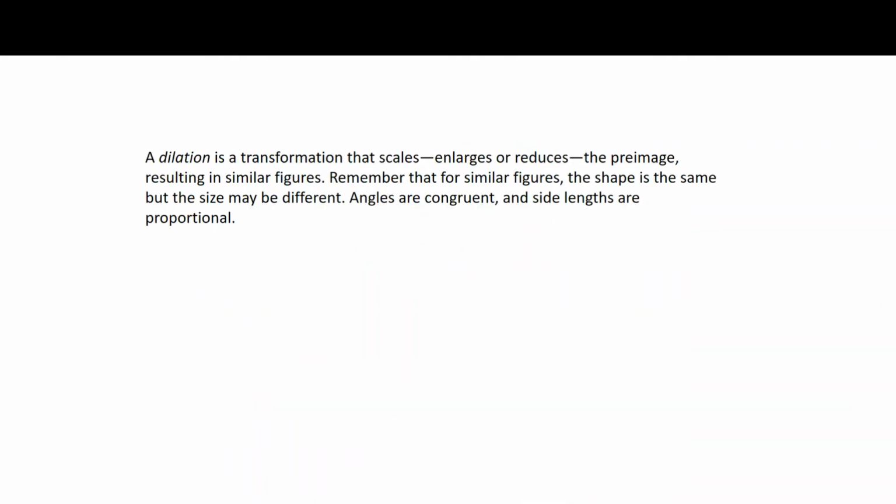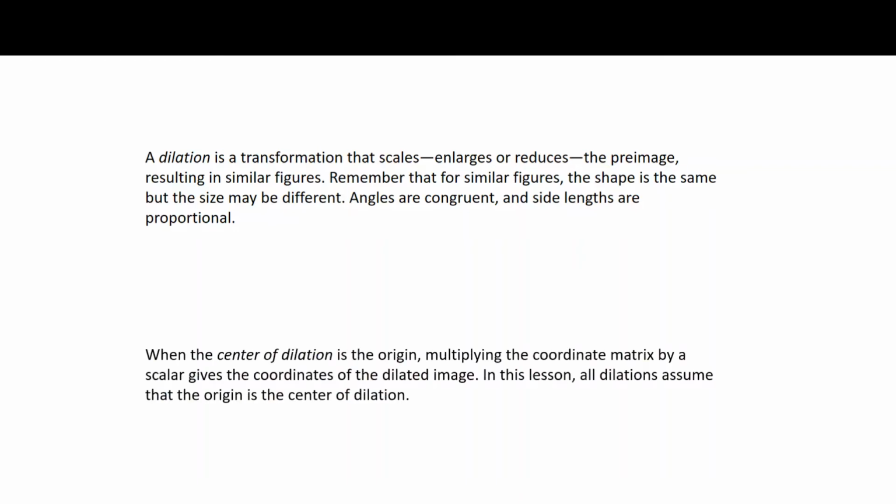All right, a dilation. You should be remembering these from a couple of chapters ago when we talked about dilations. A dilation is a transformation that scales, enlarges, or reduces the pre-image, resulting in similar figures. Remember that for similar figures, the shape is the same, but the size may be different. Angles are congruent, and side lengths are proportional. The center of a dilation is the origin. Multiplying the coordinate matrix by a scalar gives the coordinates of the dilated image.